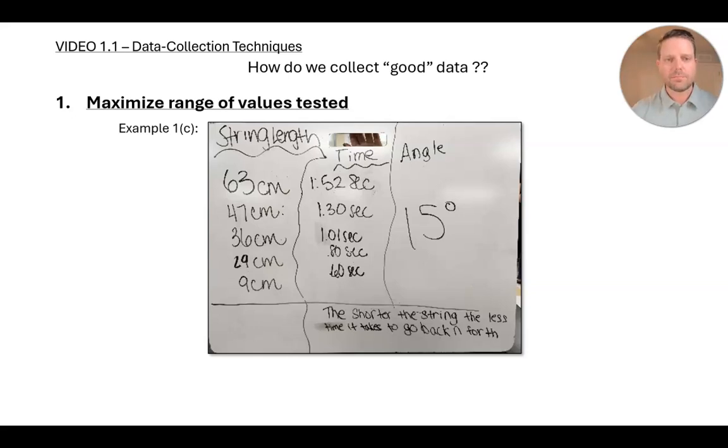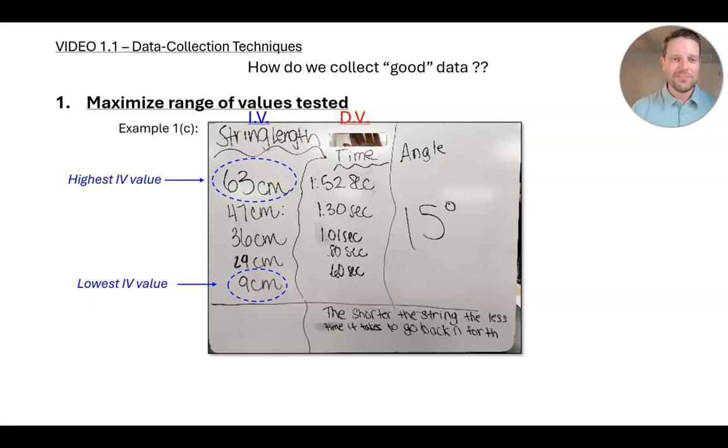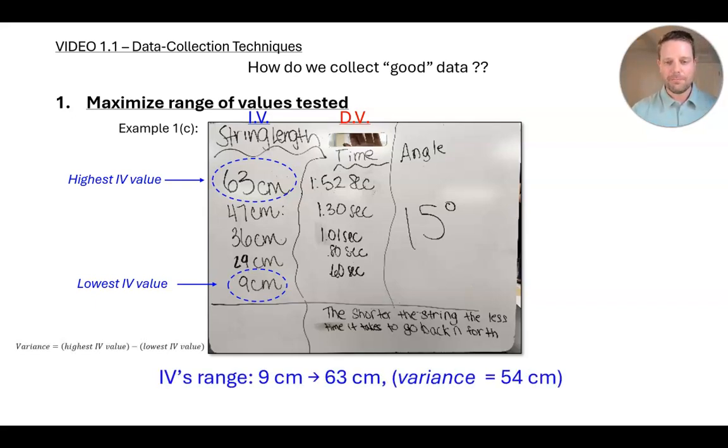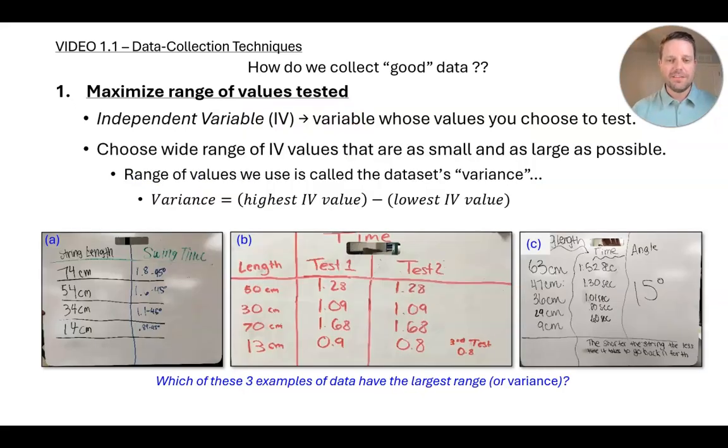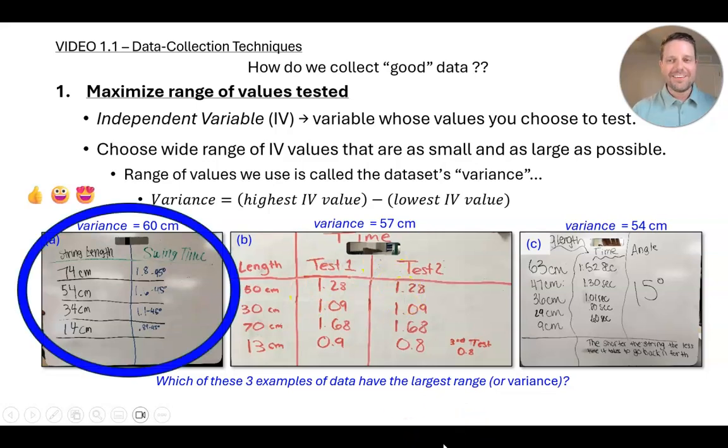In C, again, this was the same experiment with length versus time. It doesn't matter what the experiment is. What we're looking at is what's the independent variable and how much of a difference there is between the highest and lowest values. Our highest value was 63, and the lowest value was 9. Subtracting those two gives us a variance of 54. Okay, so which one of these had the largest variance? Of the variances we found, A was the best. Good job. Not too bad there.